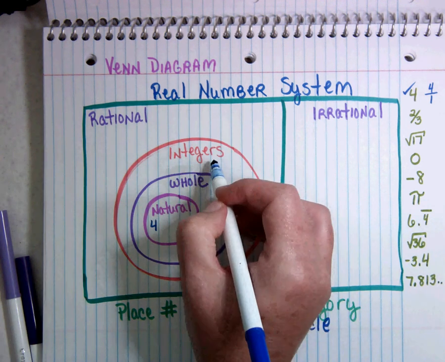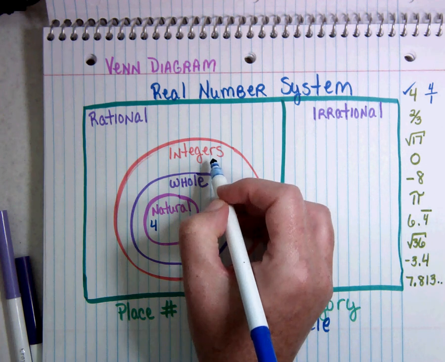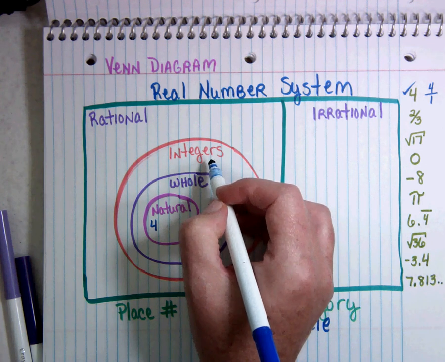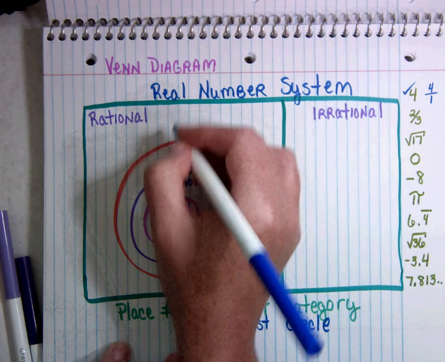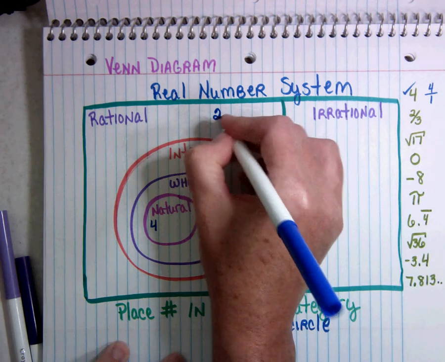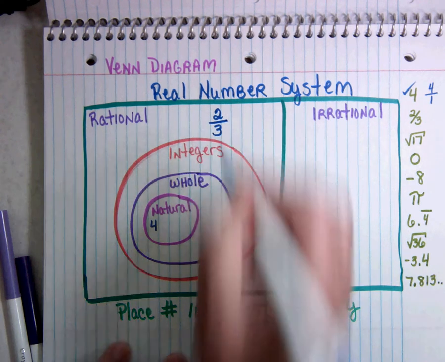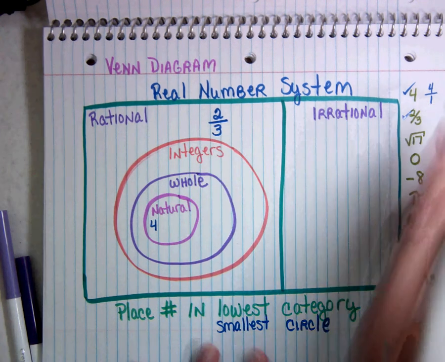Is it an integer? Is it a whole number or its opposite? Nope, it's not. So the only thing it is is rational. So we're going to put it here in the rational box. And so that means it is only rational.